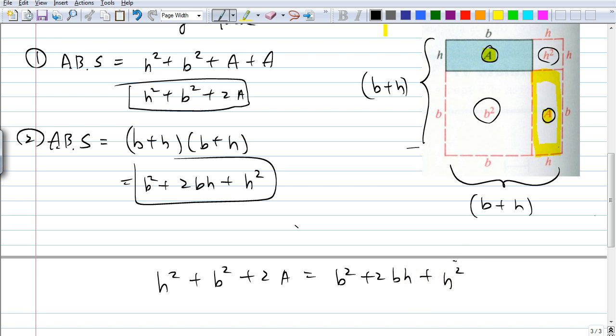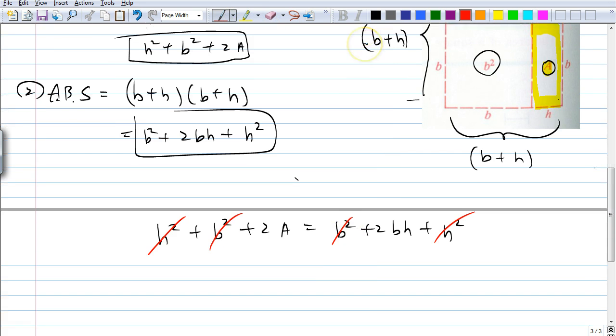By the way, using the subtraction property of equality, what can we do with these? What else can I cancel out? B squared. Okay, good. Hold on. So what's left now? And what's a? So that's the reason why.